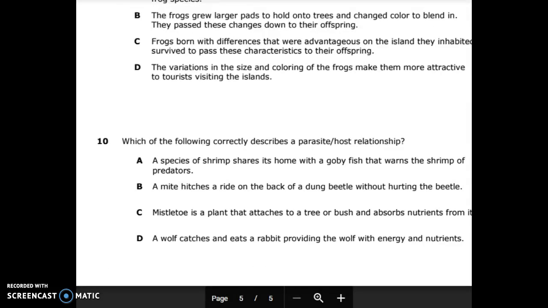Question 10. Which of the following correctly describes a parasite-host relationship? A, a species of shrimp shares its home with the goby fish that warns the shrimp of predators. B, a mite hitches a ride on the back of the dung beetle without hurting the beetle. C, a mistletoe is a plant that attaches to a tree or bush and absorbs the nutrients from it. D, a wolf catches and eats a rabbit, providing the wolf with energy and nutrients.